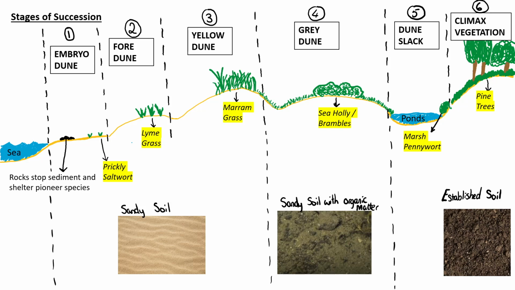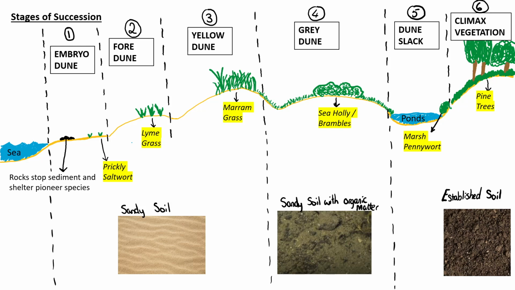So what happens is we start off with the embryo dune. This is the part closest to the sea. This is normally where you'd see all your tourists go in, sit on the beach sunbathing. This is the typical sort of beach environment, and this is where this process begins.